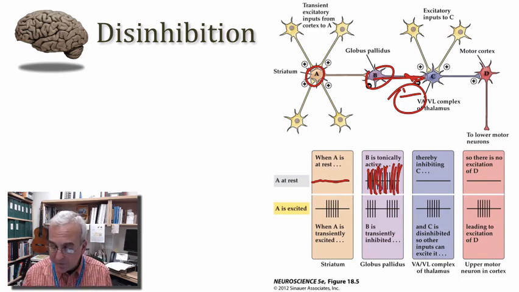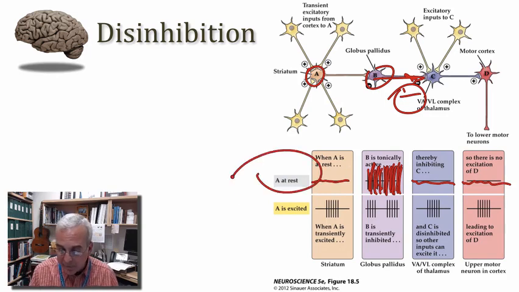So when we have all this tonic activity in the internal segment of the globus pallidus, we can expect there to be profound inhibition in the VA-VL complex. And without activity coming out of the motor thalamus, we would expect little activity, if any, being generated by the corticospinal tract neurons of the motor cortex. So that's the situation at rest.